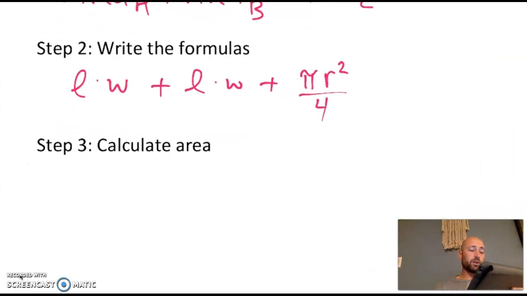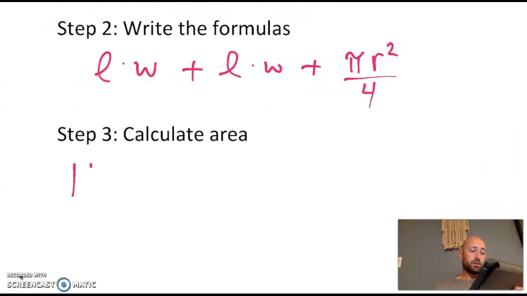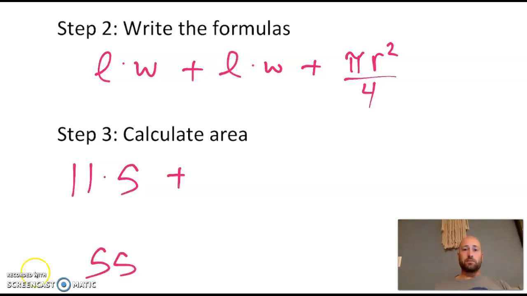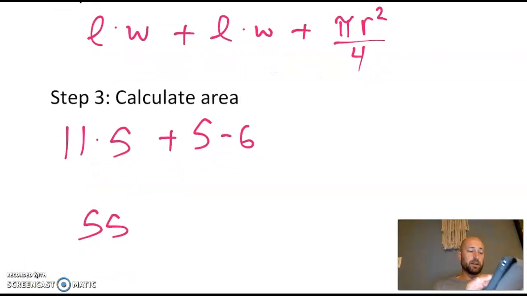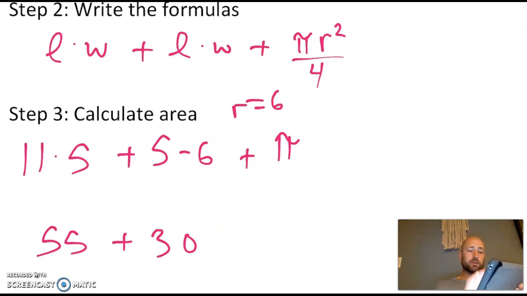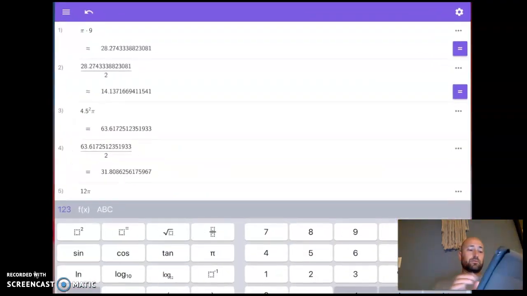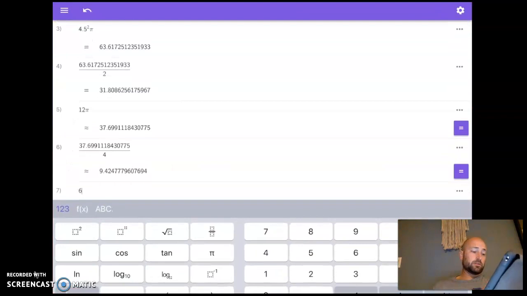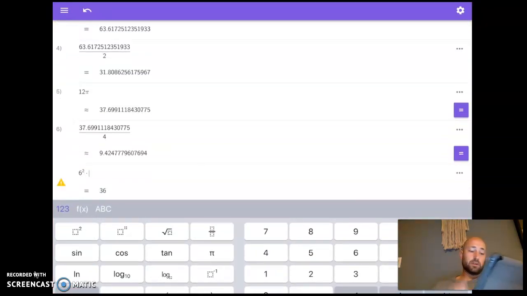So for rectangle A, I'm doing 11 times 5. That's 55. Rectangle B is 5 times 6. That's 30. Then the next one is pi. We know that our radius is 6, so 6 squared, divide by 4. And anytime I do area, I have to do 6 squared first, 36, times pi.